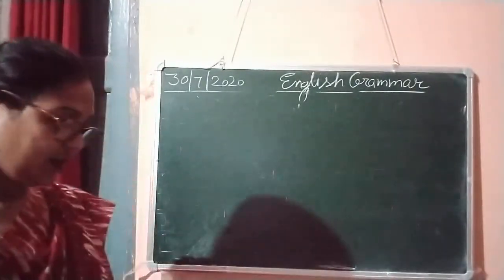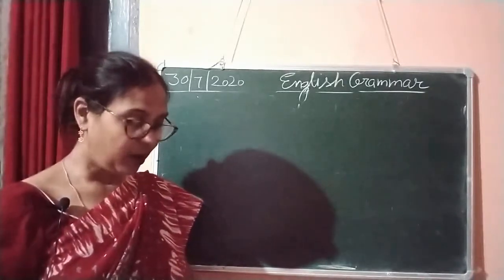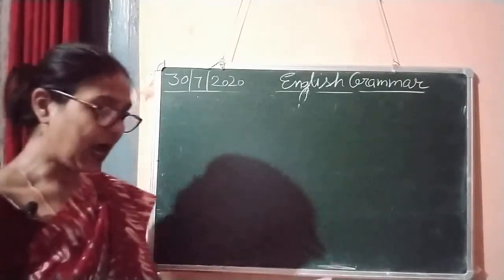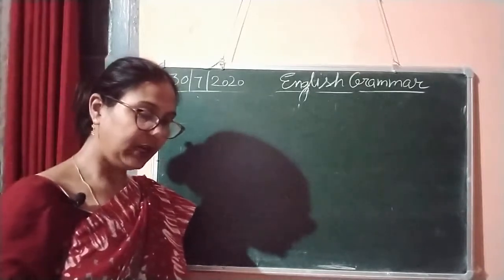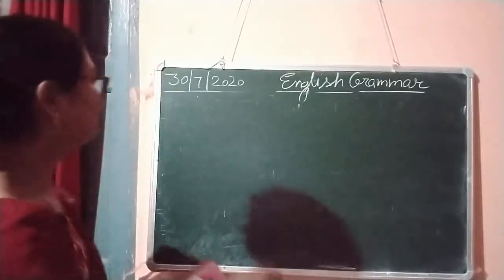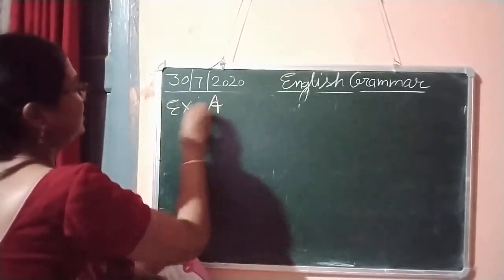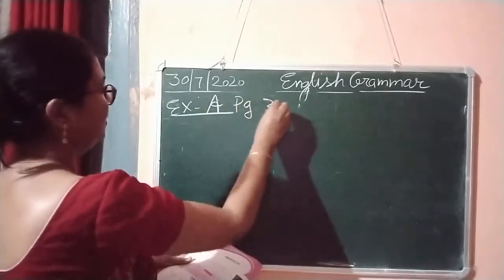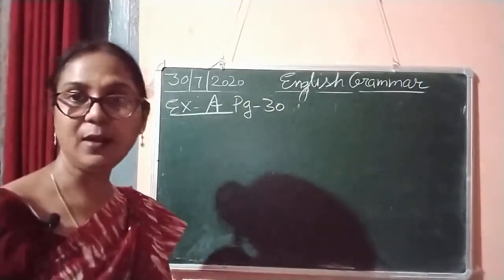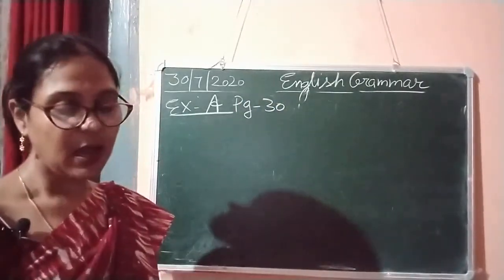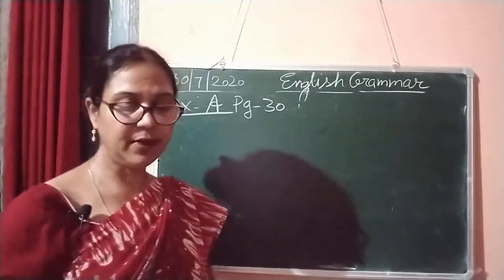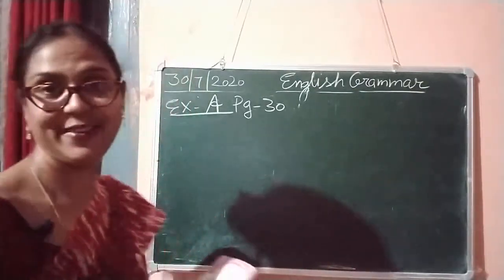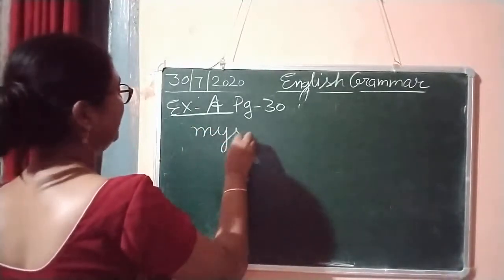Now, exercise number A: fill in the blanks with appropriate pronouns. Now we are going to solve. First: "I could do many things dash even when I was a child." This is exercise A, page number 30. What are we going to use over here? "I could do many things myself." So here we are going to write myself.